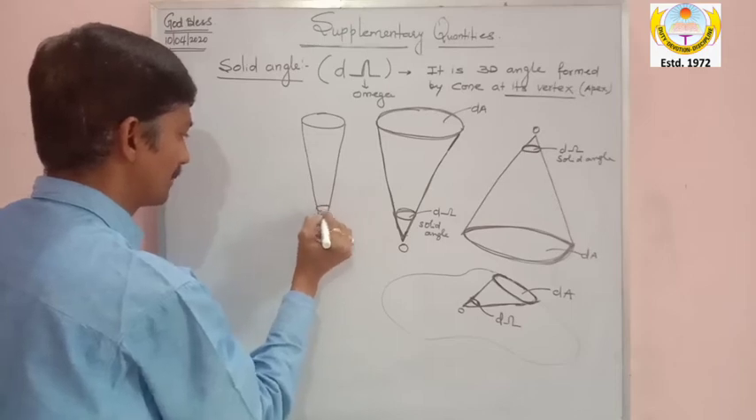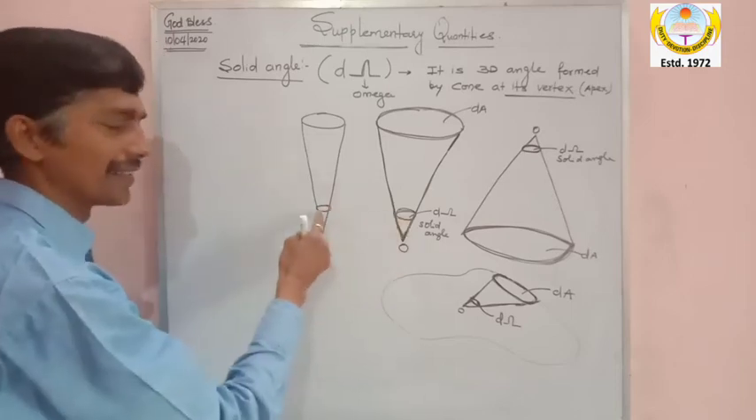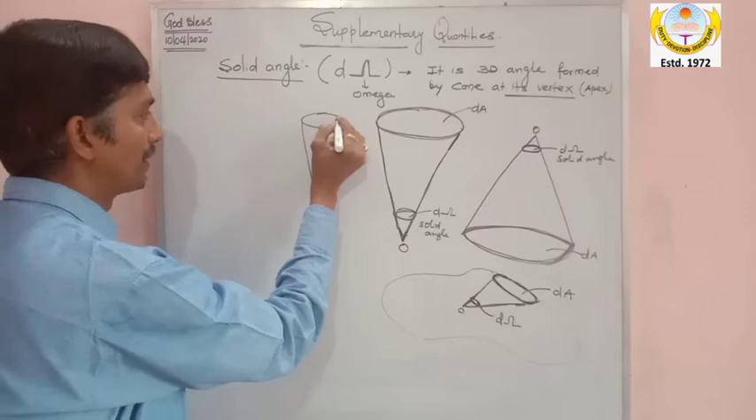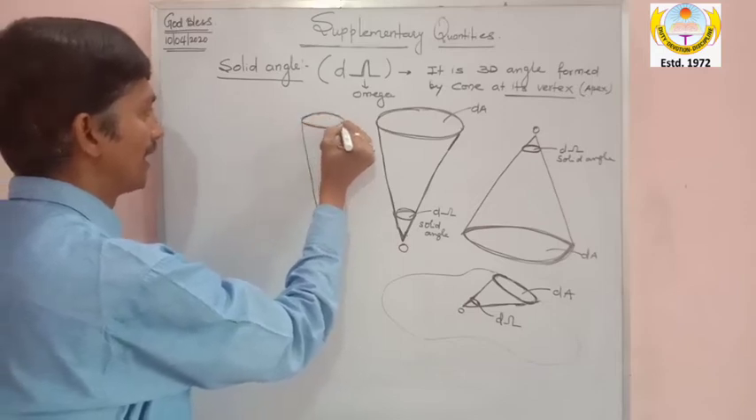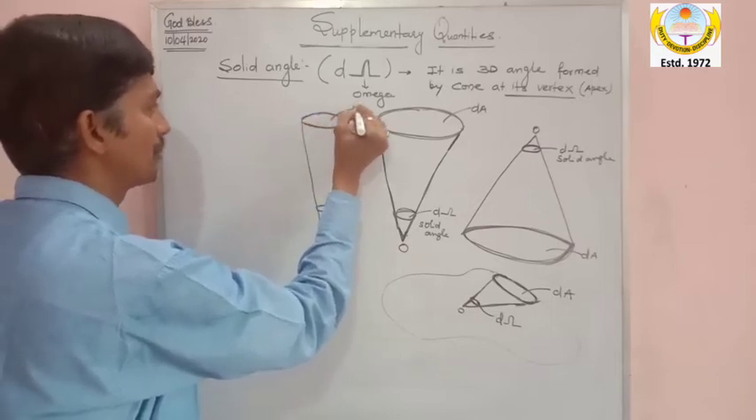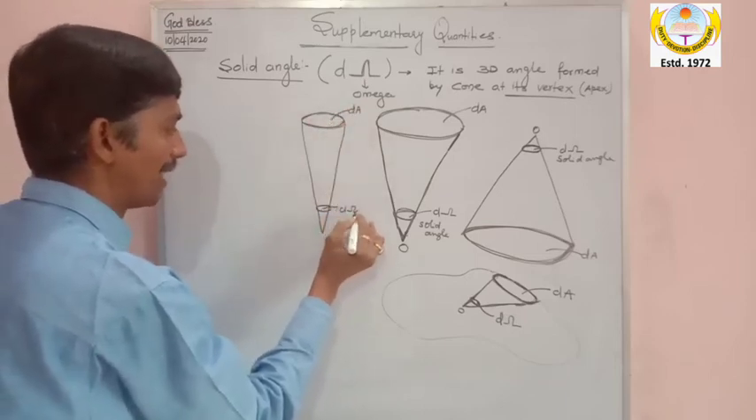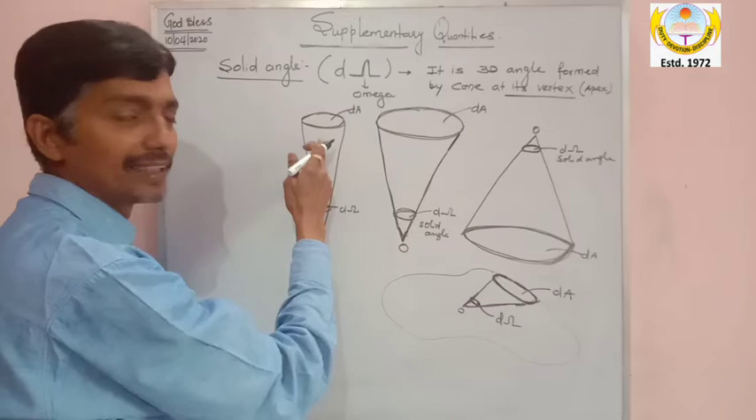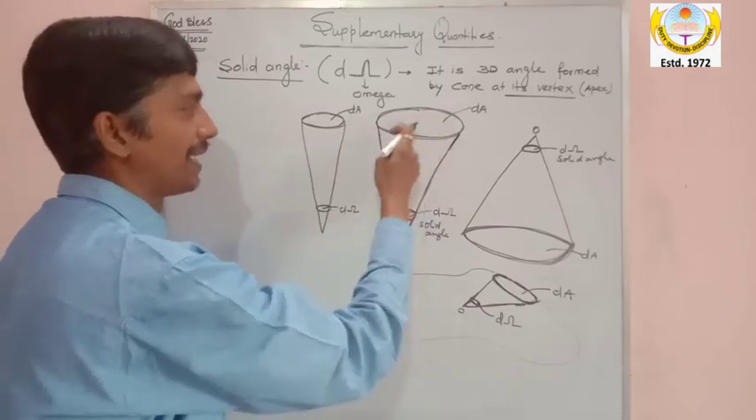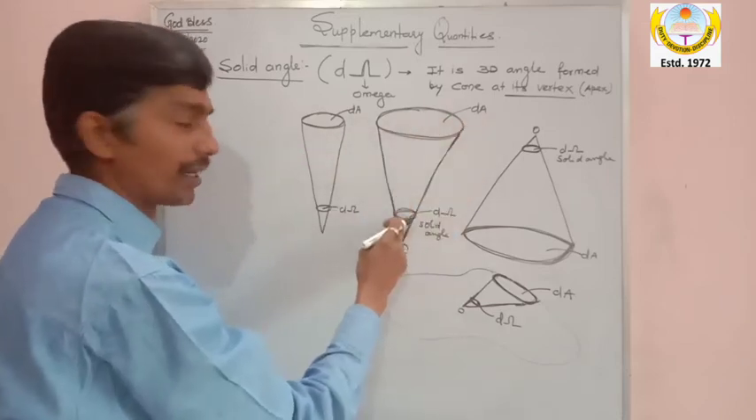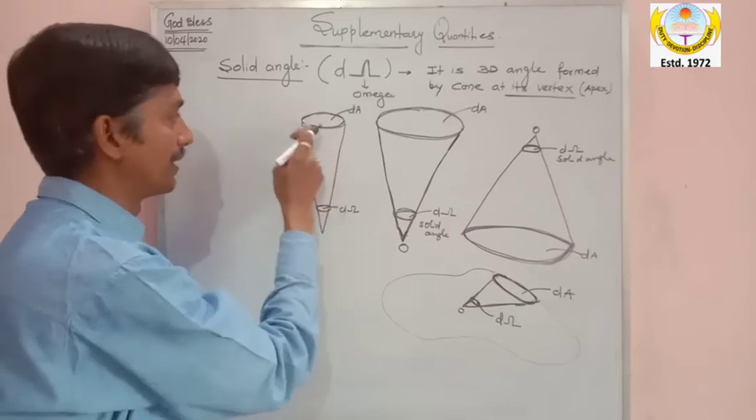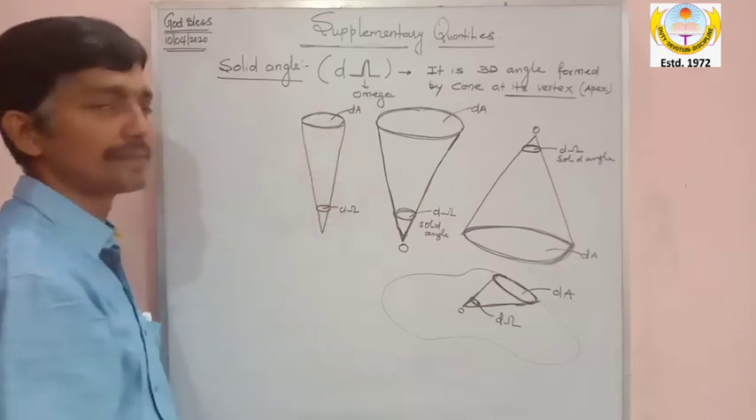You can see. You can compare. What happened in both the situations? Here the intercepted area is this much. So the solid angle is also more. If I compare this diagram and this diagram, the intercepted area is more, so the solid angle is more as compared to this diagram, because here the intercepted area is less.